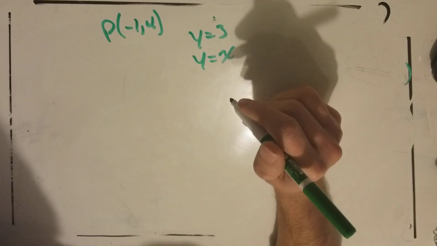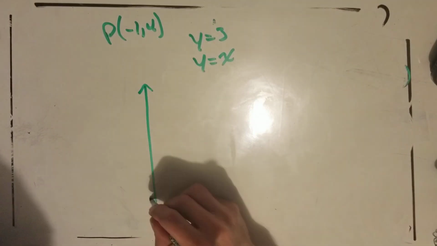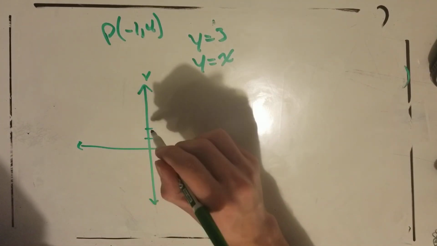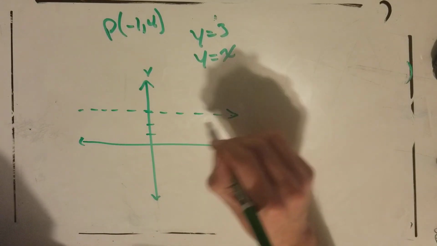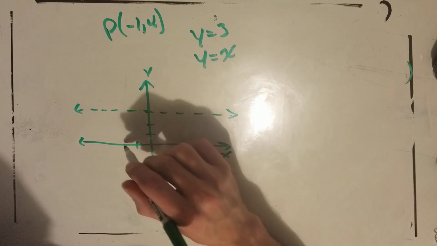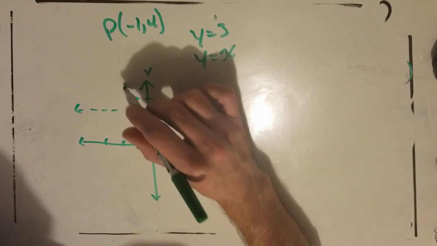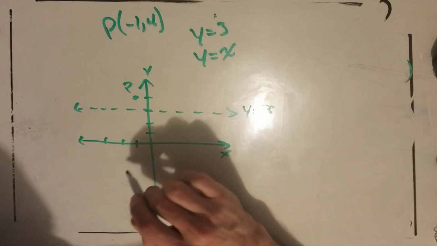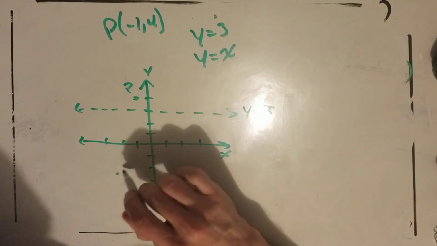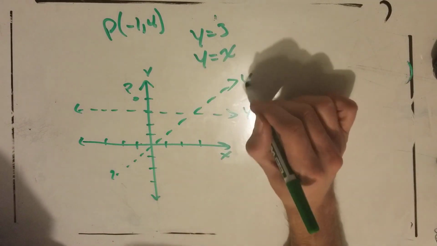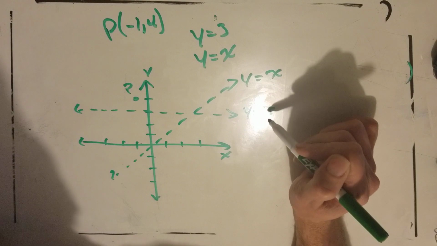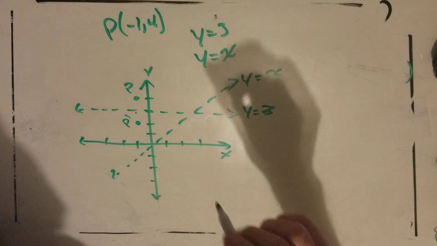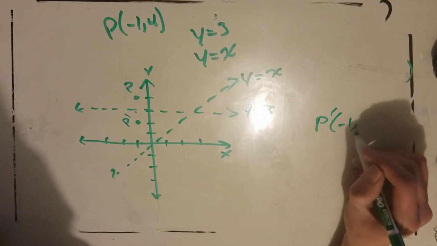So I'm going to draw a little coordinate plane here. I'll do this one on the coordinate plane. So y equals 3, 1, 2, 3. We're going to take P as -1, 4. Here's point P. And y equals x. So when you reflect over the line y equals 3, it's just going to bring you down 1 unit below. Here's your P prime. So P prime is going to be -1, 2.